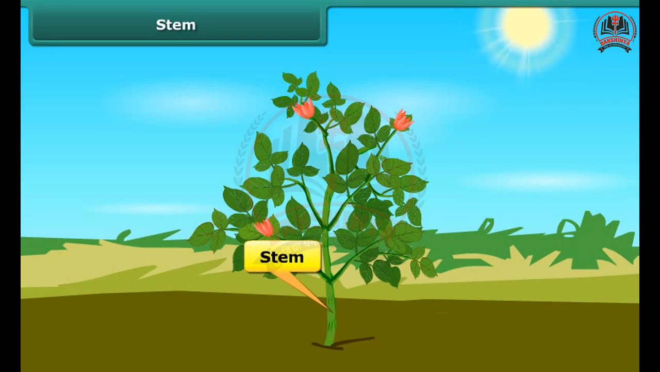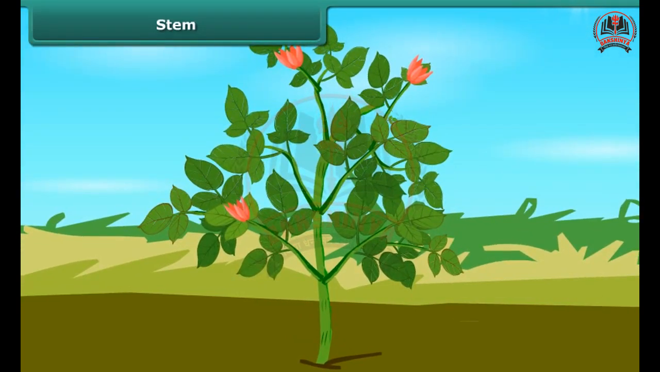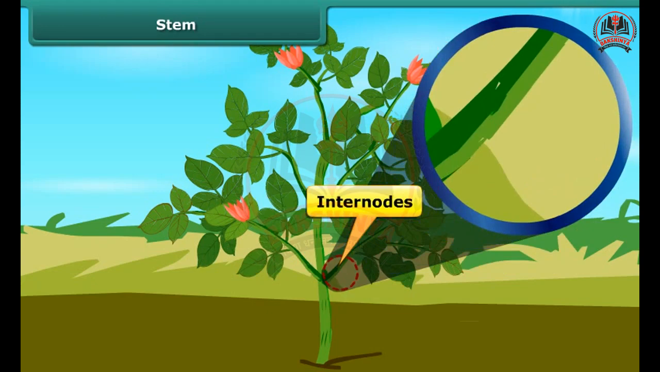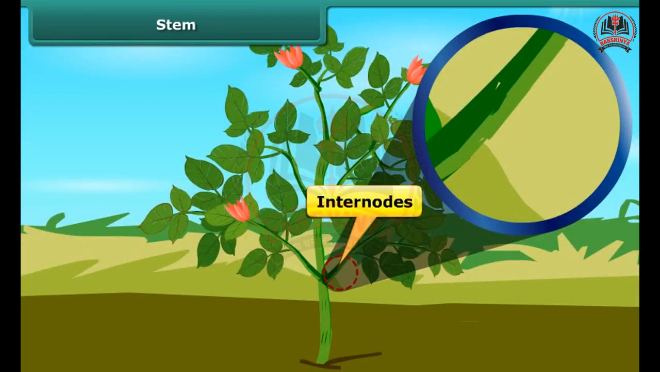The stem forms the main axis of the plant body, which grows towards light and away from gravity. It holds the plant body upright. It bears leaves, flowers, and fruits and exposes them to sunlight and air. The stem is divided into nodes and internodes. Nodes are the swollen portion of the plant that holds buds which grow into leaves, flowers, etc. Internodes, on the other hand, are the stretches between two nodes.